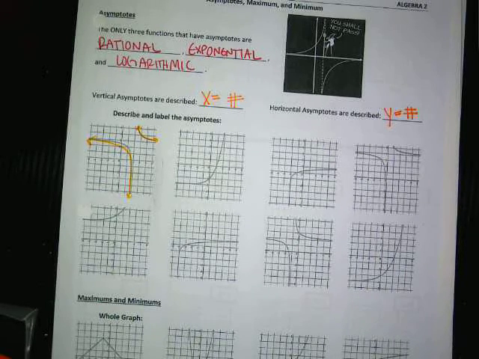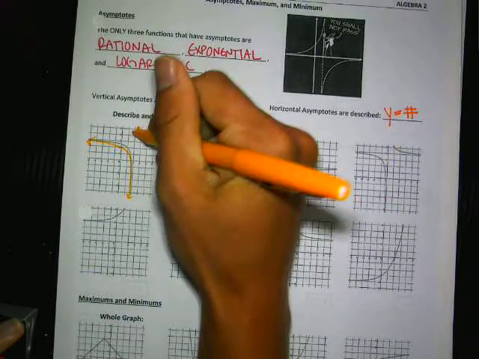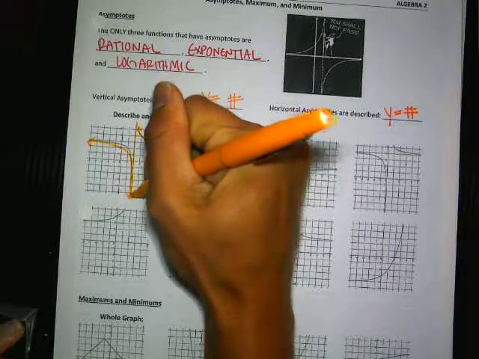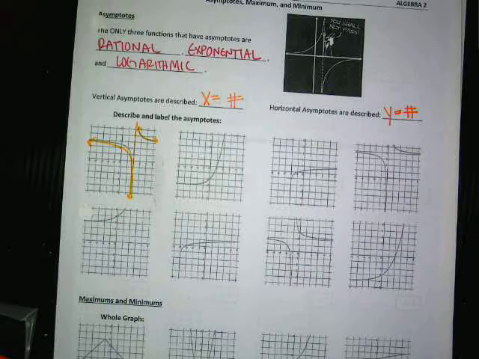Okay, so for the labeling part, I want you to get used to drawing the asymptote just so you can kind of see where it's at. So we're going to draw it right here where it gets really close to both functions, but it's not ever going to touch it.